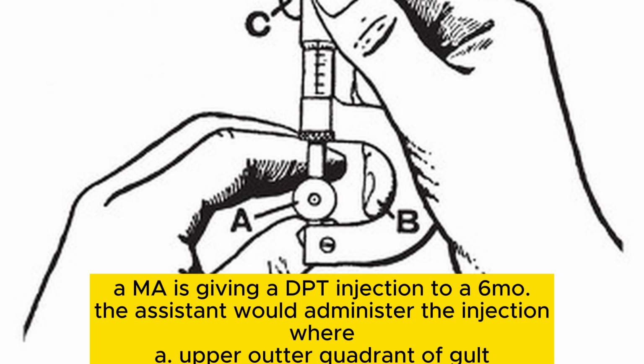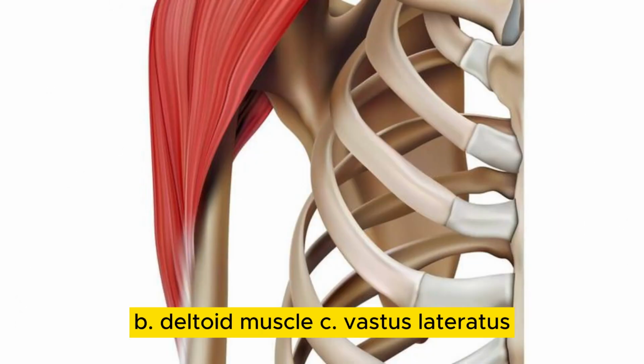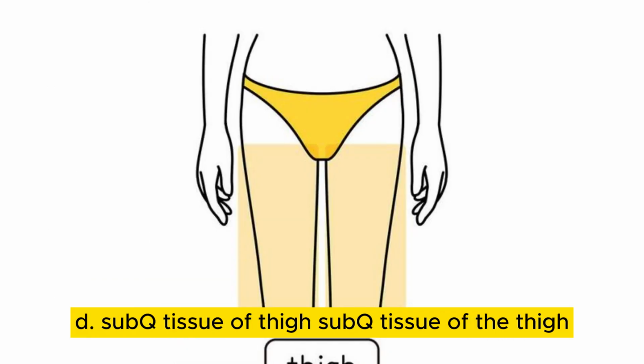An MA is giving a DPT injection to a 6 month old. The assistant would administer the injection where? A. Upper outer quadrant of glute. B. Deltoid muscle. C. Vastus lateralis. D. Subtissue of thigh. Answer: Subtissue of the thigh.